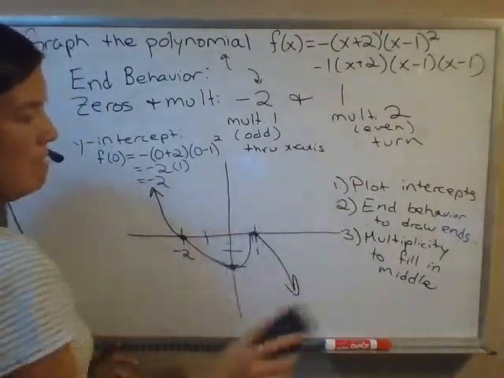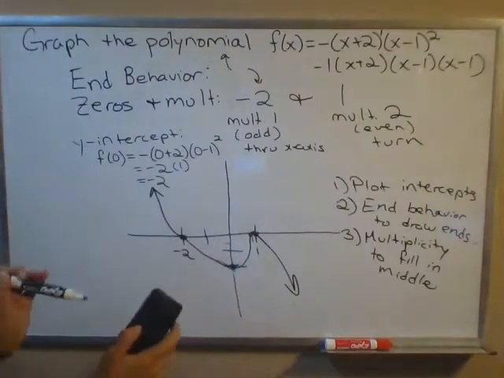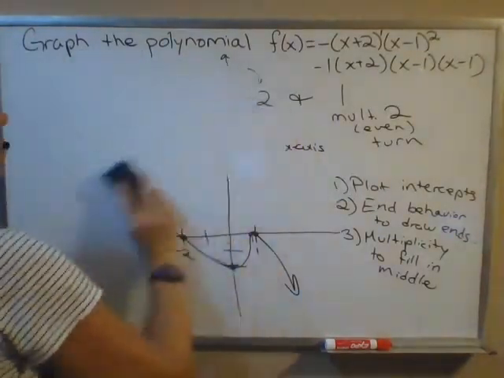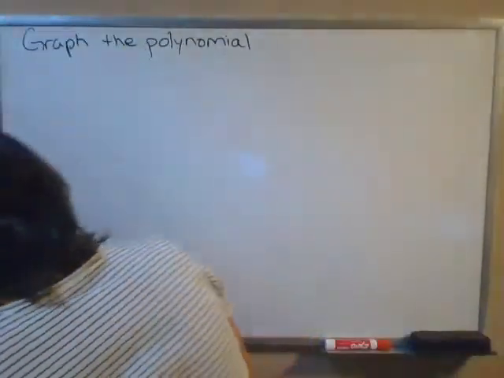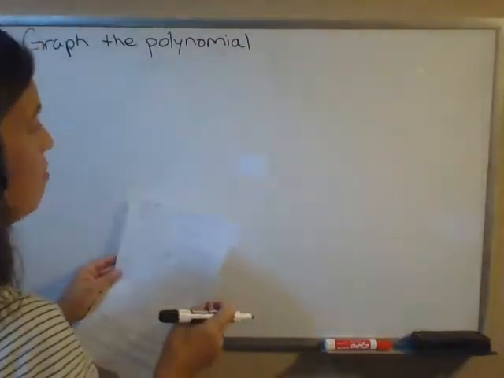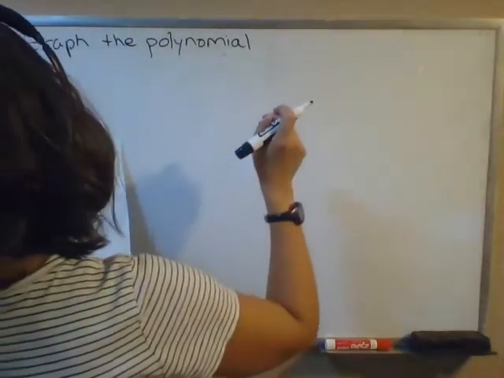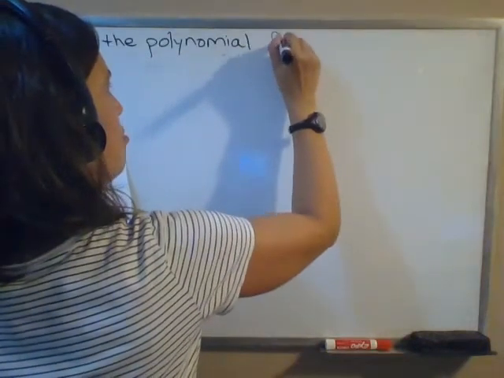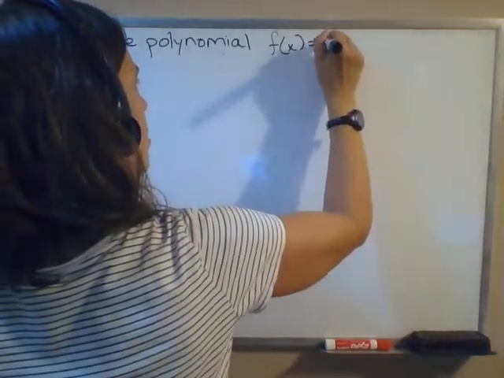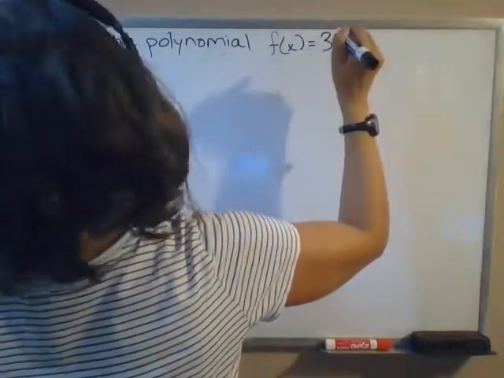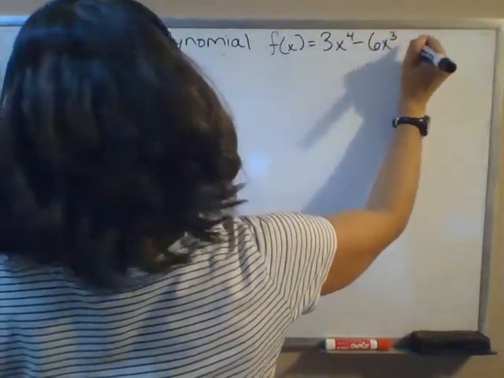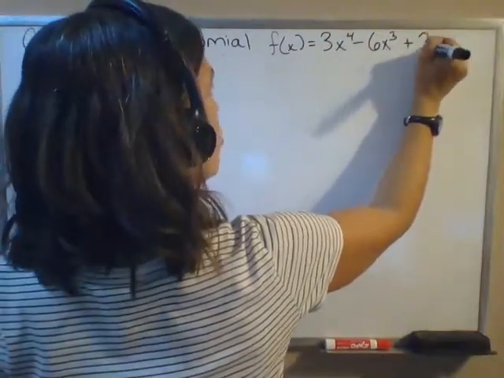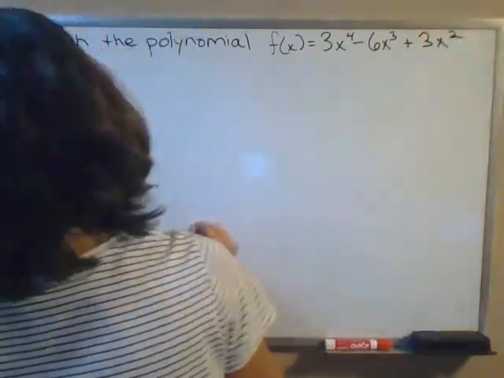I'd like to repeat this process one more time with one other function. So I'm going to get rid of all of this. Luckily this is a video, so you can rewind if you're mad at me for erasing. And then I had one planned out, the one that I have put into the notes online for this section. So it's 3x to the 4th minus 6x cubed, this time not presented in factored form, plus 3x squared.